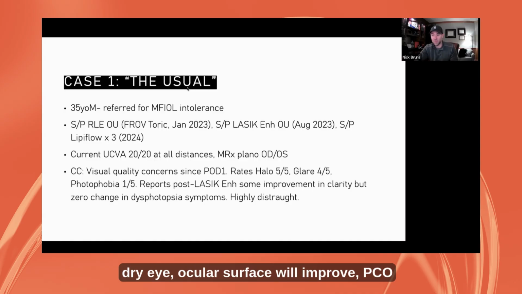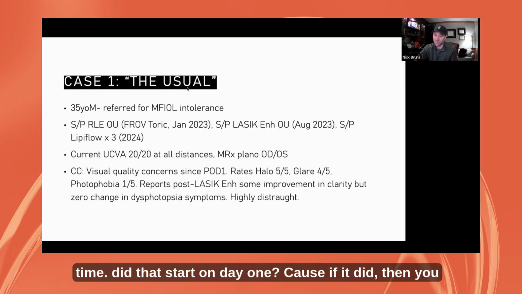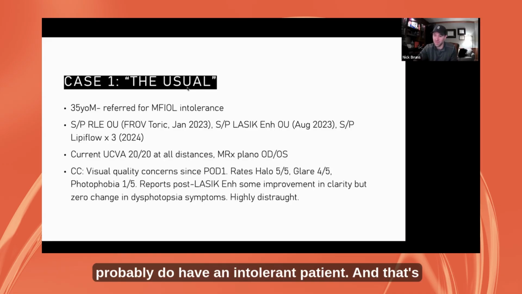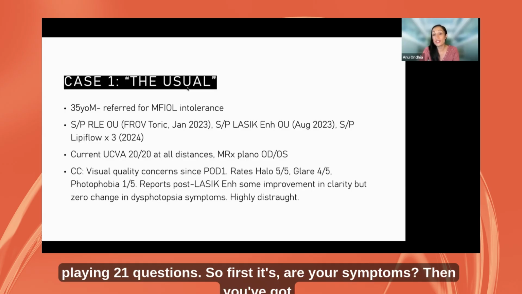Dry eye and the ocular surface will improve, PCO will get worse, and so things fluctuate over that time. But did it start on day one? Because if it did, then you probably do have an intolerant patient. And that's exactly it. It's a fact-finding mission where you're sort of playing 21 questions. First it's what are your symptoms?